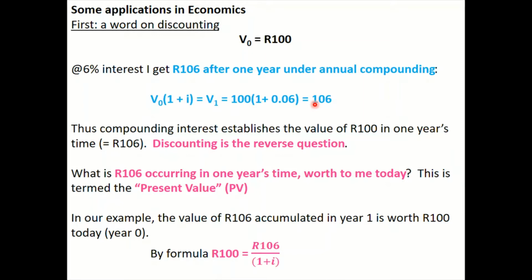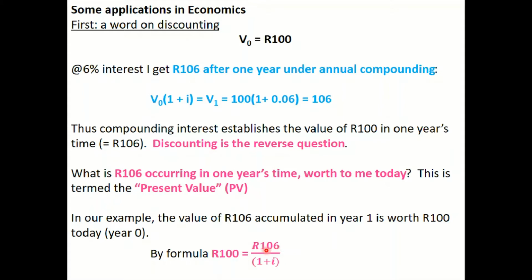So discounting is the reverse question. The question that we are asking is, what is 106 Rand occurring in 1 year's time worth to me today? In other words, what is the present value of that 106 Rand in this example? We already know the answer because we have the figures: the value of 106 Rand accumulated in year 1 is worth 100 Rand today in year 0. And we would work that out with this formula here.